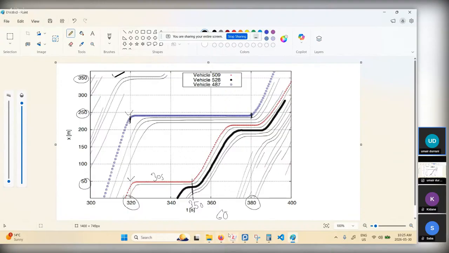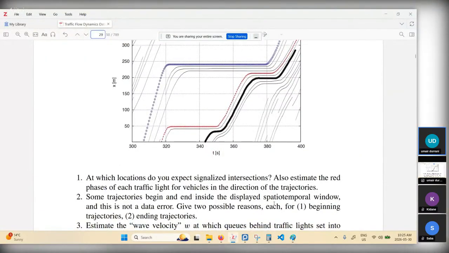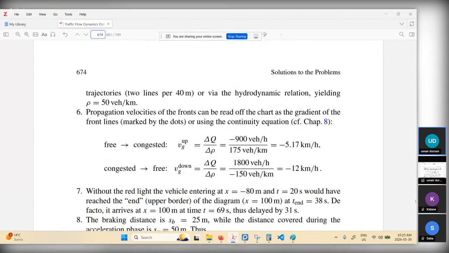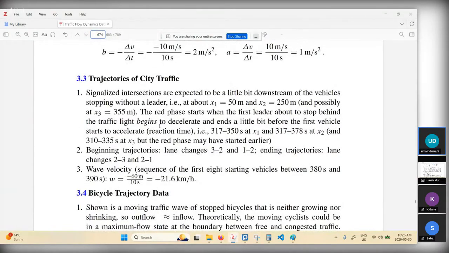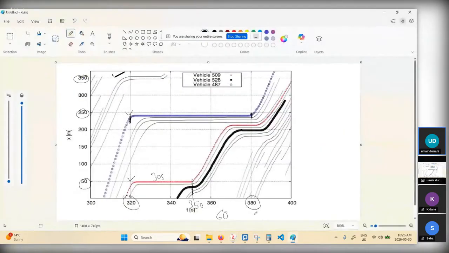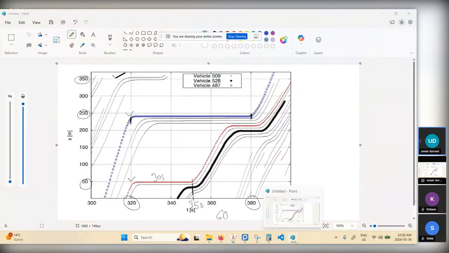Let's see. So this is question number one. There it says signalized intersections are expected to be a little bit downstream of the vehicle stopping without a leader, at about 50 meters, 250 meters, and possibly 355 meters. So 50, 250, and 355. So we guessed it correctly.